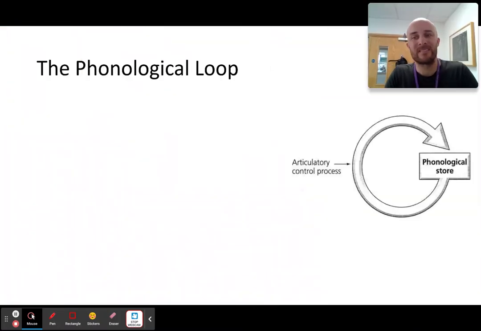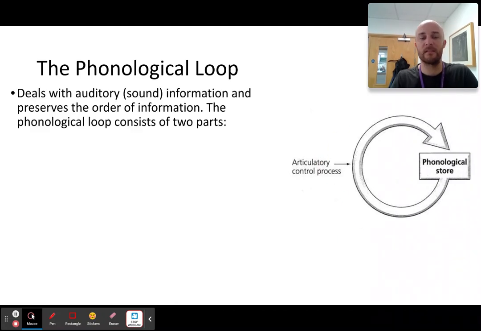Now, this is the first slave system, the phonological loop, and this is all, phon is sound, right? So this is all to do, hence the reason mobile phone, you use it to hear sound. The phonological loop is all to do with the processing of auditory information. And it's split a little bit further down. I actually quite like this here, it explains the phonological store and the phonological loop, because it is split further down.